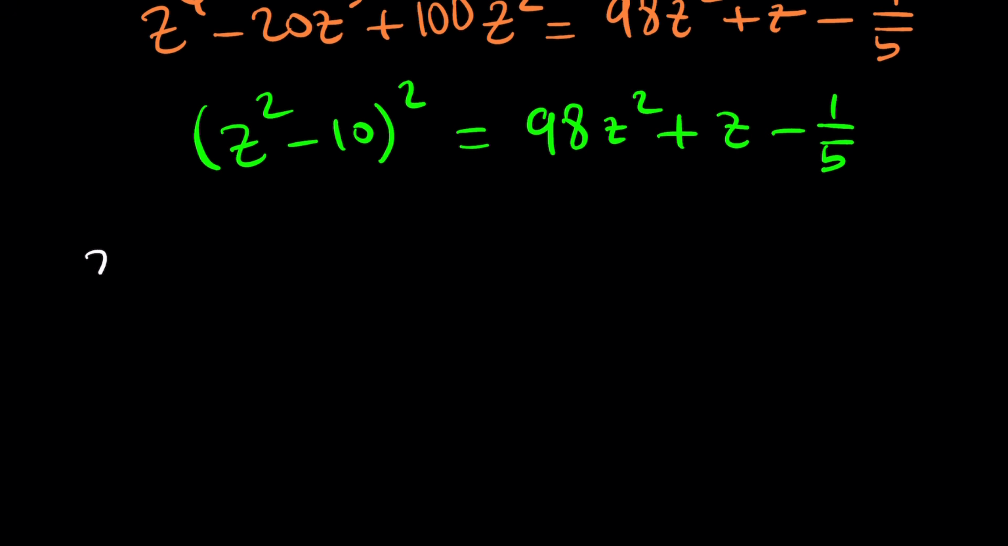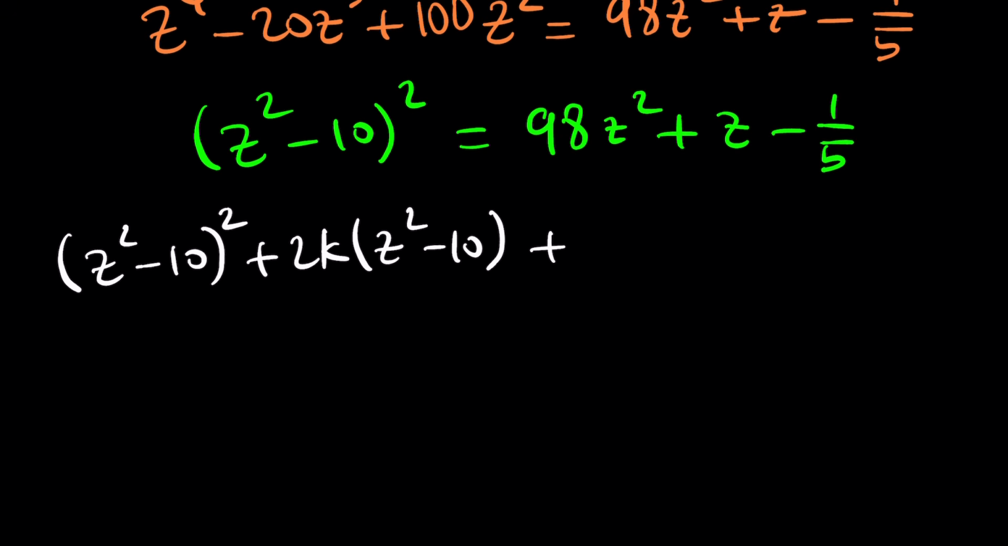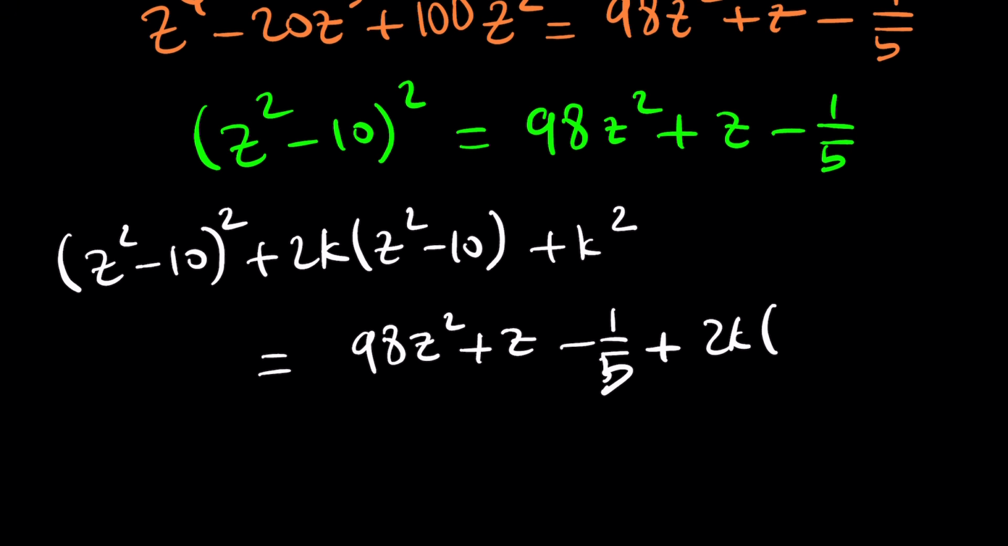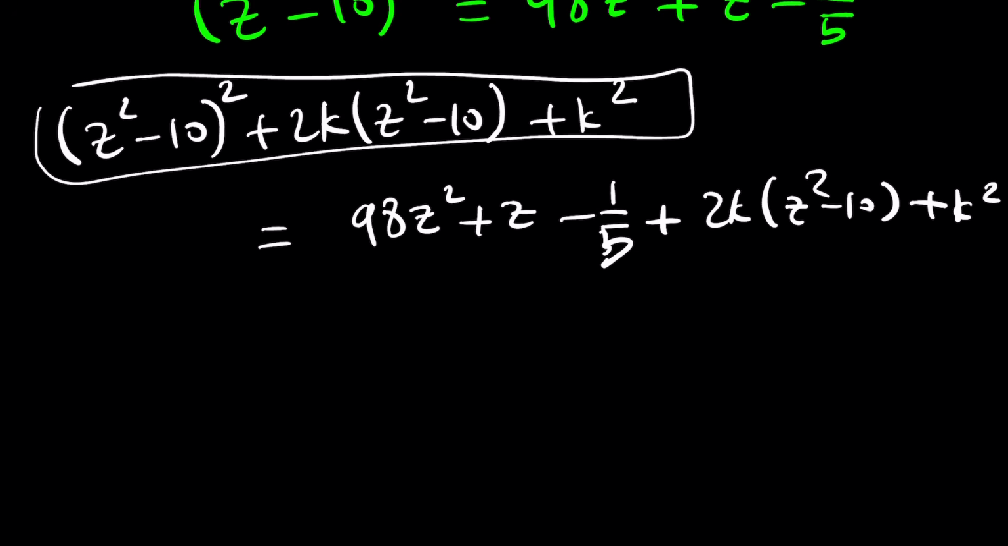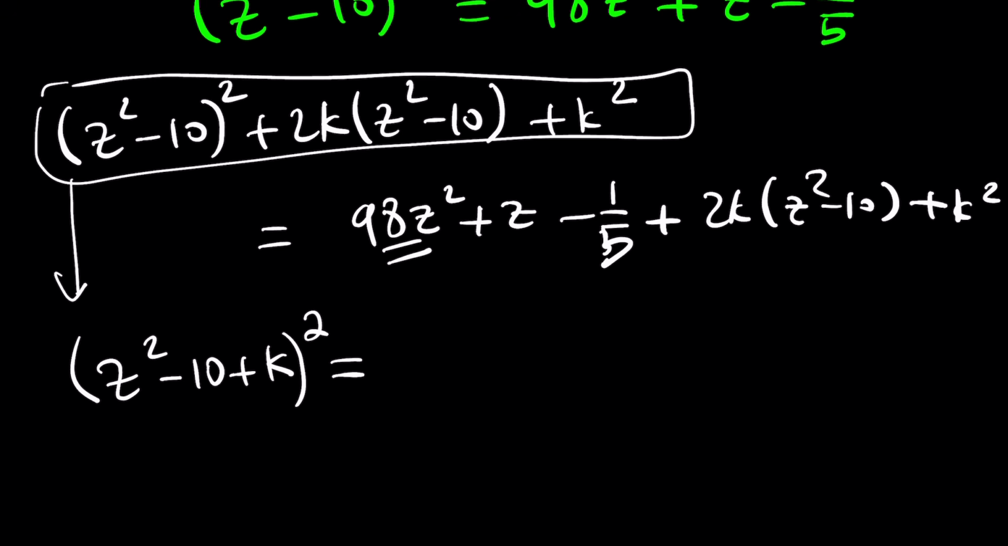I need to add the following to both sides and think about why that's the case. I would add 2k multiplied by z squared minus 10 plus k squared. And then, of course, I need to do the same thing on the right-hand side. So this plus this, same thing, of course, right? Now, notice that the left-hand side is still a perfect square while trying to make the right-hand side another perfect square. So lots of perfect squares. This one now is going to be z squared minus 10 plus k quantity squared. Make sense? Now we're going to put these together.